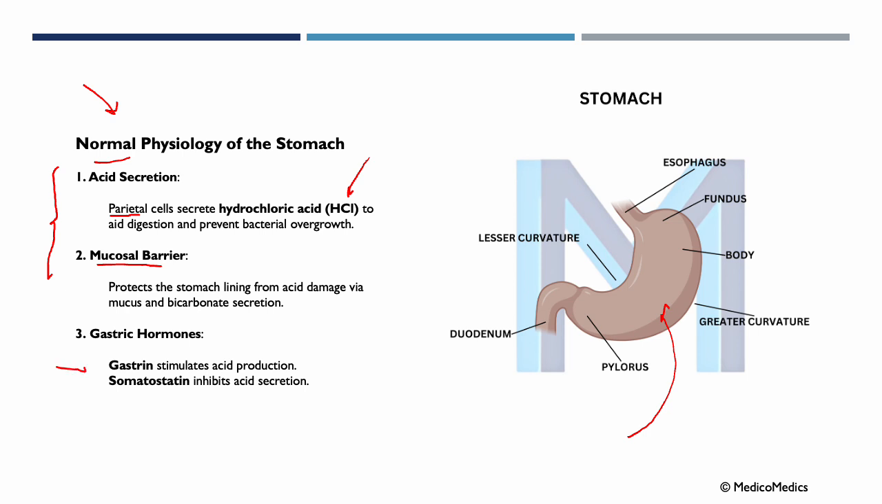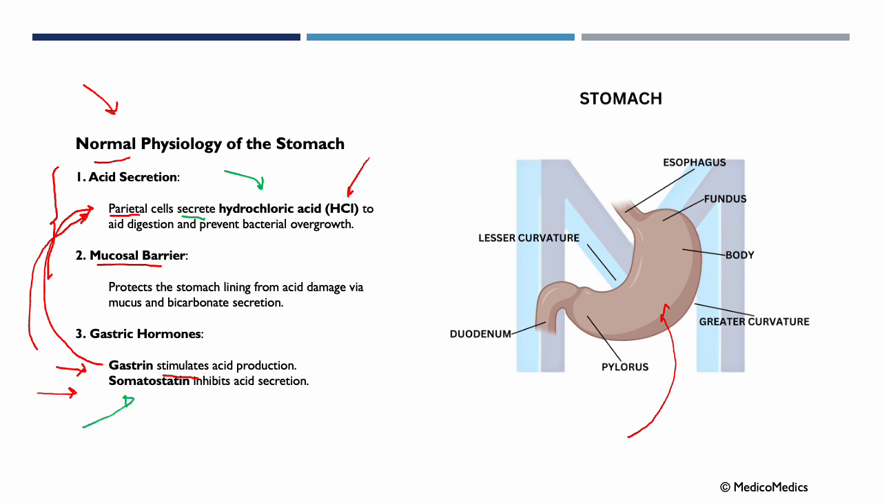For example, we have gastrin and somatostatin. Gastrin stimulates the parietal cells to produce more acid when needed. So gastrin stimulates acid production, meaning it stimulates the parietal cells. And as we just mentioned, the parietal cells secrete the hydrochloric acid.